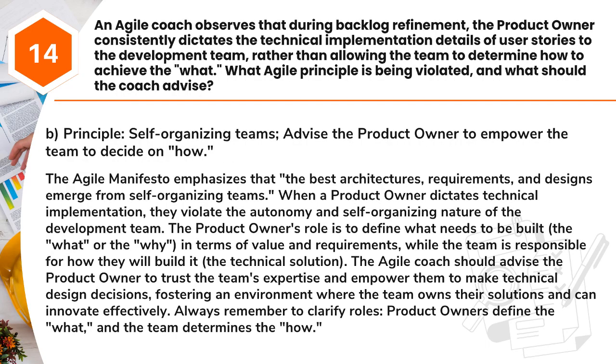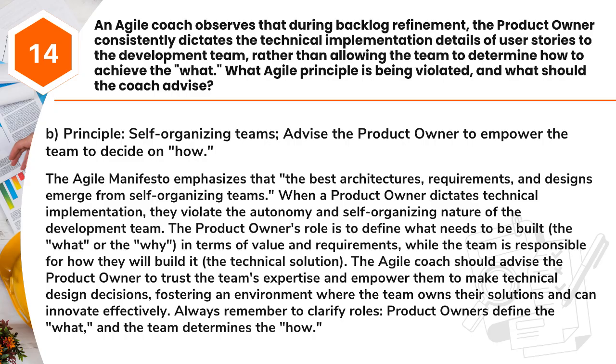Answer: B. Principle: self-organizing teams. Advise the product owner to empower the team to decide on how. The Agile Manifesto emphasizes that the best architectures, requirements, and designs emerge from self-organizing teams. When a product owner dictates technical implementation, they violate the autonomy and self-organizing nature of the development team.